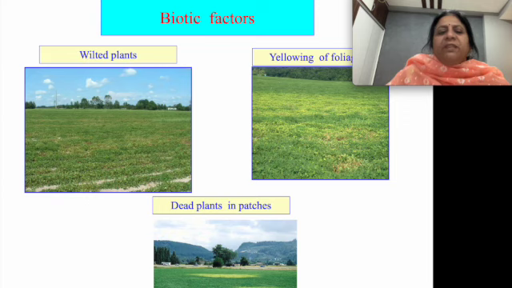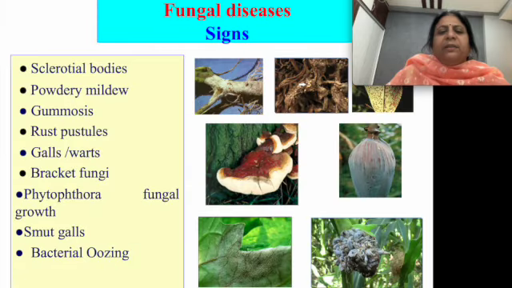Biotic factors, if you consider wilted plants, yellowing of foliage, dead plants in patches, the reason could be anything. Diagnosis is very, very important. Fungal diseases, if you see, the typical signs are appearance of the sclerotial bodies if it is sclerotium. If it is a powdery mildew, powdery appearance, gummosis, rust pustules if it is rust, galls and warts, if it is bracket fungi, the appearance of the fungus, phytophthora fungal growth, smut galls. If it is a bacterial disease, bacterial oozing, we can see.